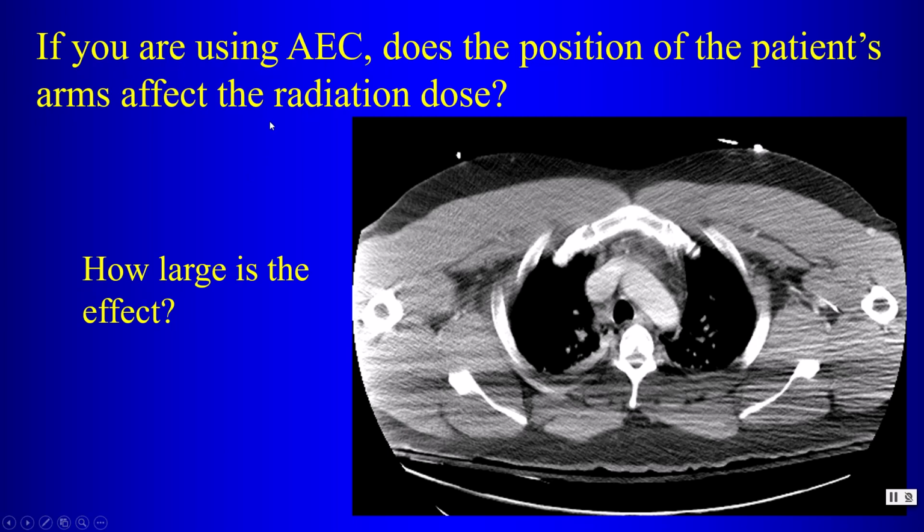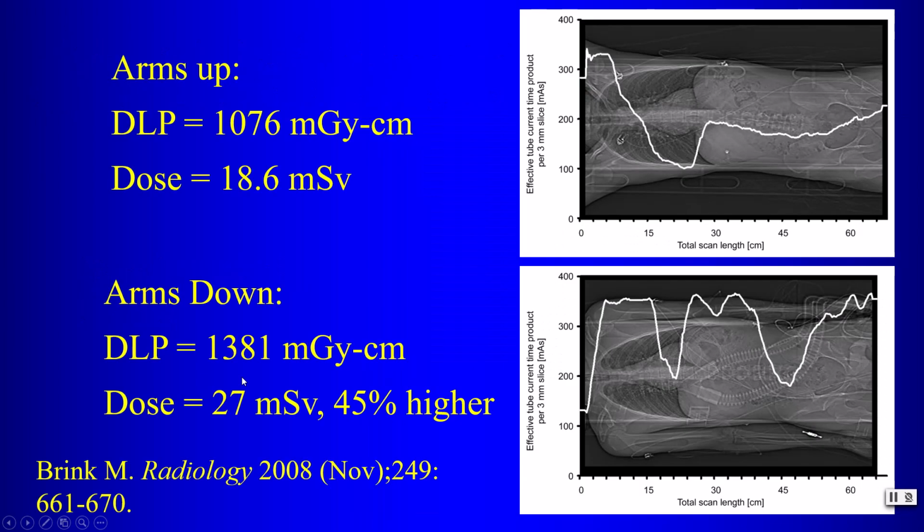Now, another important consideration if you are using automatic exposure control: does the position of the patient's arms affect the radiation dose, and how large is that effect? Are the arms down or are the arms up? If you're scanning a CT chest with the arms down versus scanning the same patient with the arms up, what difference does that make in terms of the radiation dose to the patient?